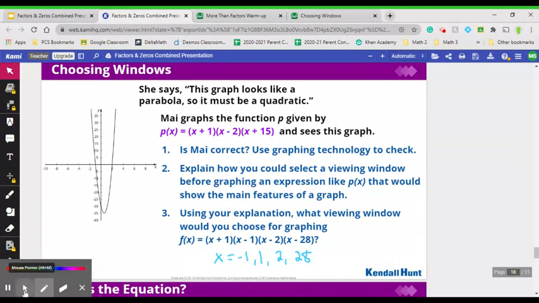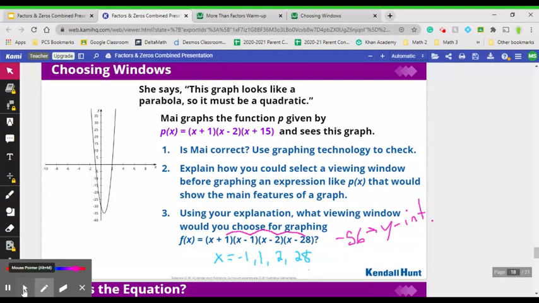Now, if I want to know my y-intercept, I would grab a different color and do 1 times -1 times -2 times -28. And that would mean, well, we have -1. -1 times -2 is 2. 2 times -28 would be -56 for our y-intercept number.